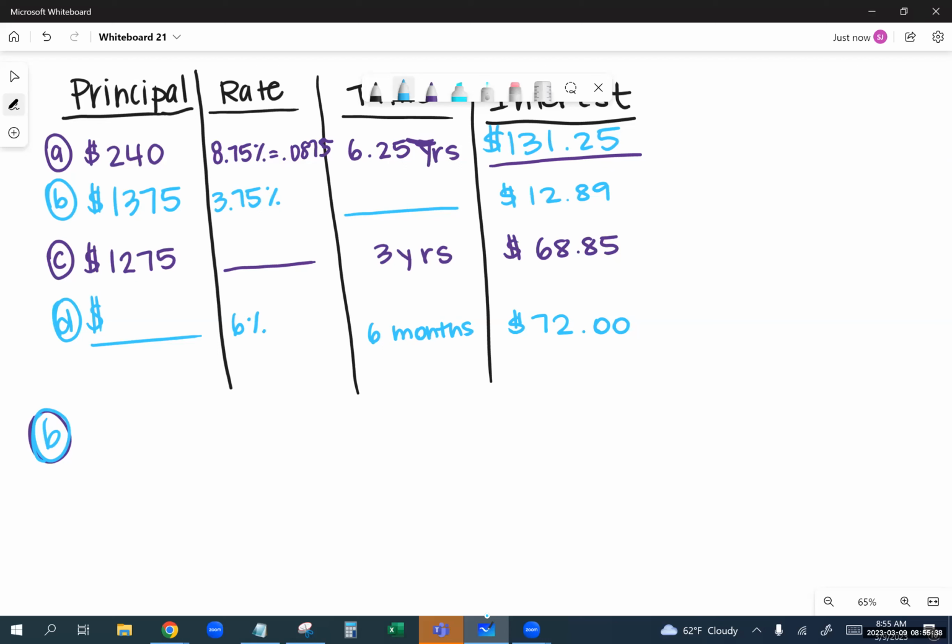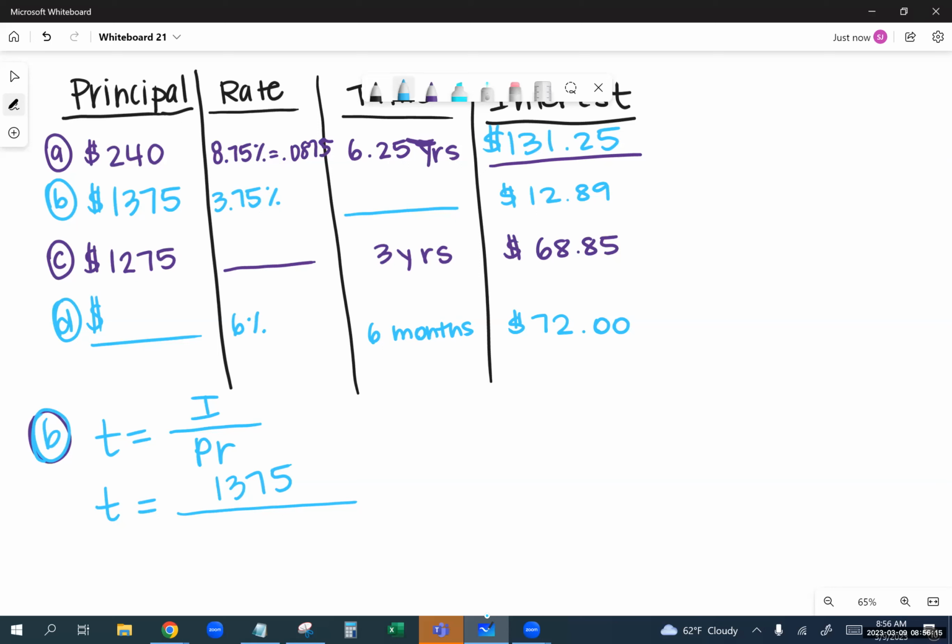And the way I would do that is time equals interest divided by principal times rate. Time is what I don't know, which is why it's by itself on the left-hand side. I'm going to start with my fraction bar. My interest on B is 13.75. My rate and my principal.